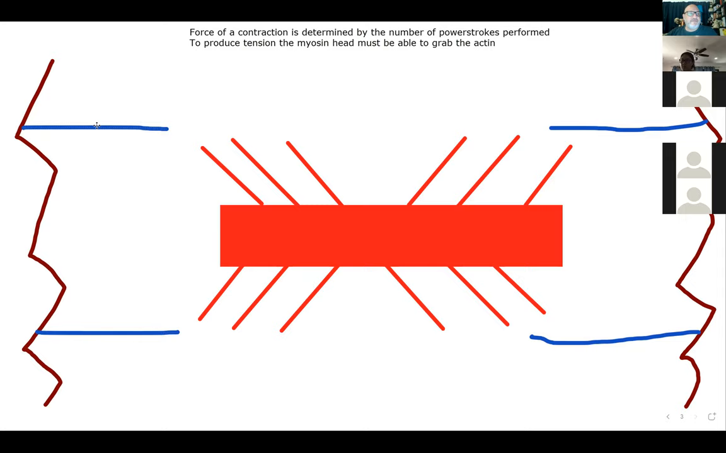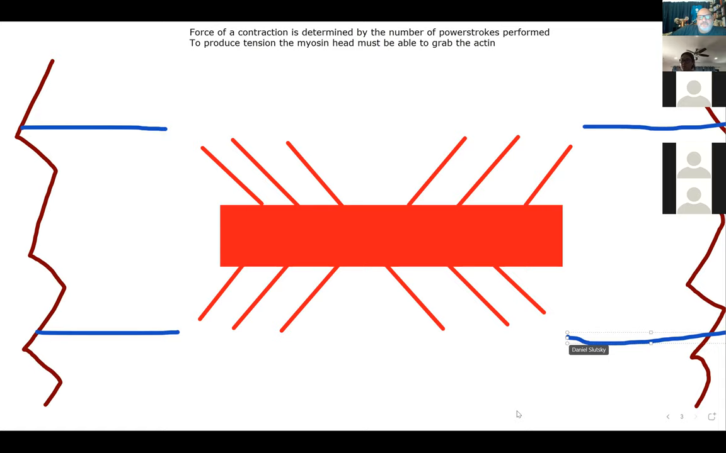And in an extreme case, if I stretched the muscle cell out enough, what would happen to the amount of tension you could produce in that muscle cell? No tension. Would that be like fatigue if our muscles were fatigued? This wouldn't be fatigue. This would be what happened last night, right?